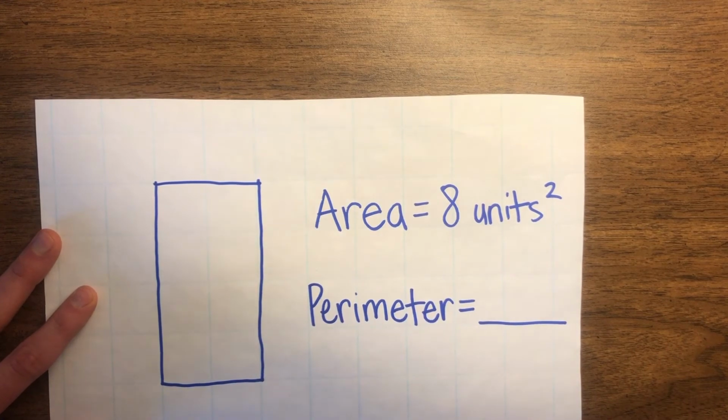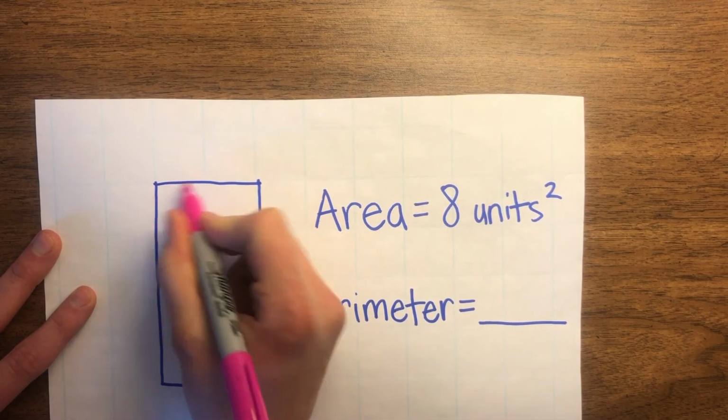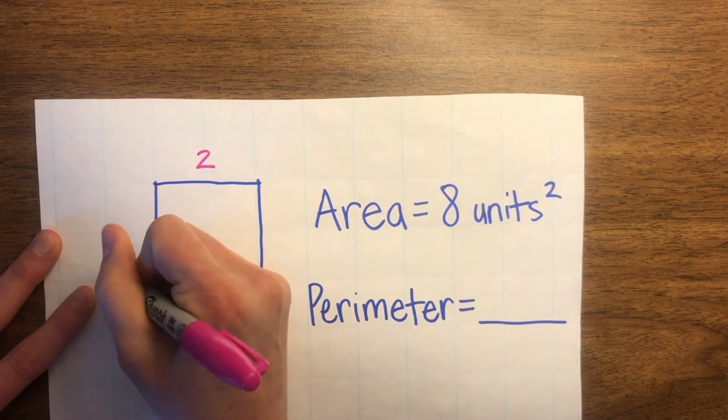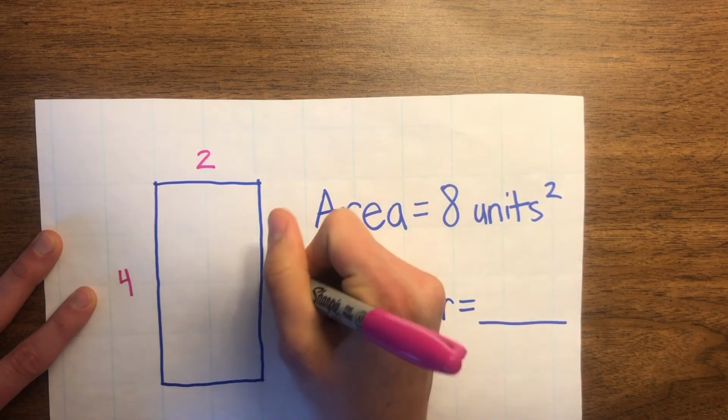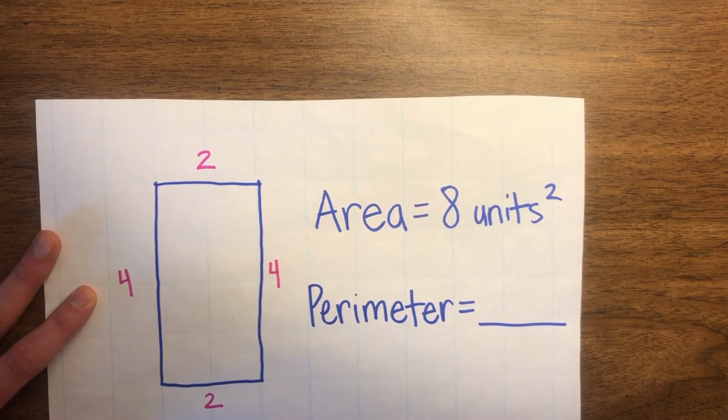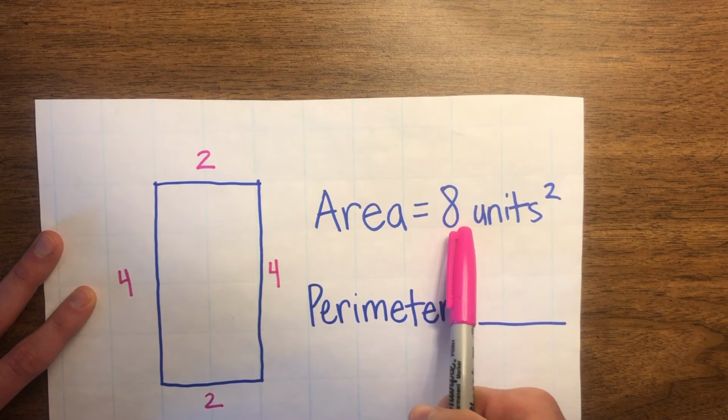Okay, let's look at this shape. I'm going to count up the length. That's 2. 1, 2, 3, 4 is the width. And let's go ahead and label all of them just so I don't get confused. All right, so I know that the area is 8 units.